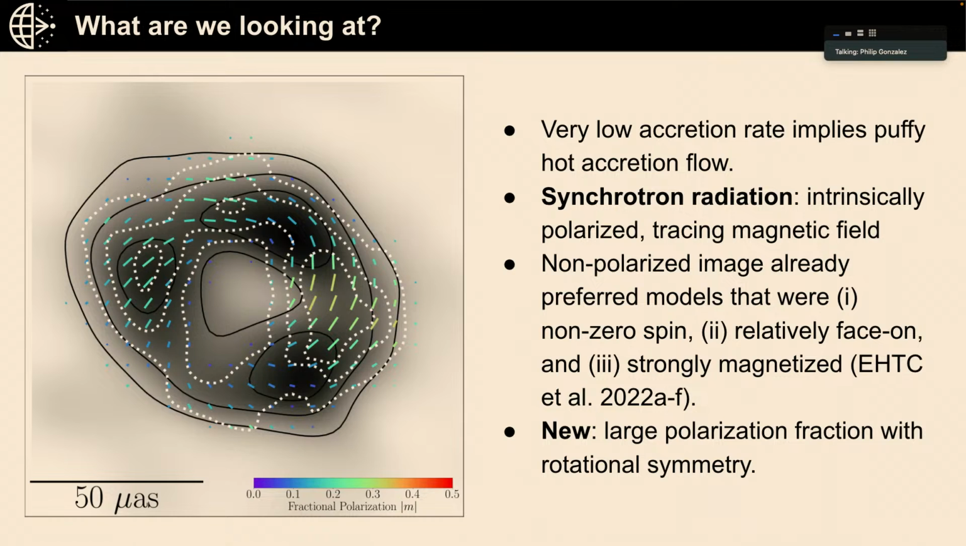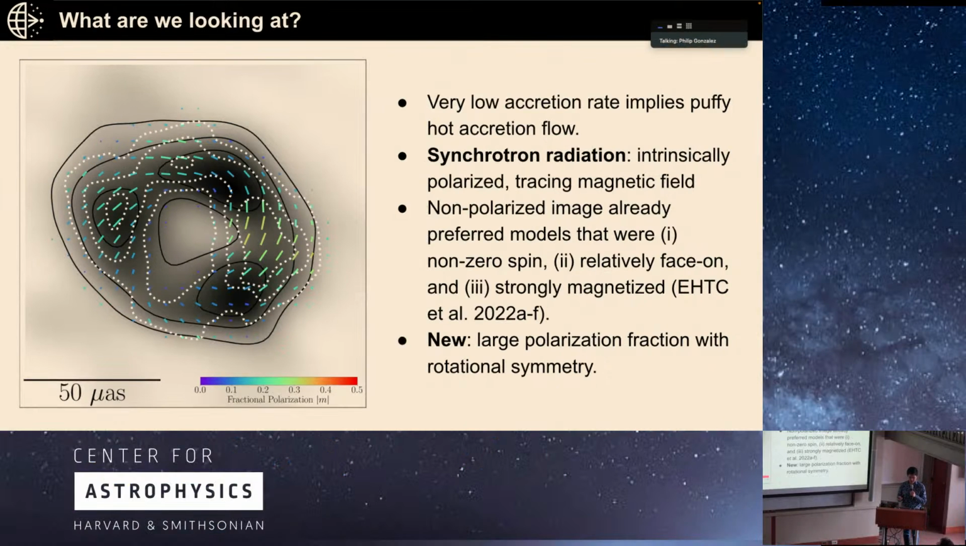I'll remind everybody that the extremely low accretion rate, or Eddington ratio, of Sagittarius A* implies we have a puffy, hot accretion flow that's geometrically thick and optically thin at these wavelengths. We're pretty confident that what we're looking at is synchrotron radiation. That is the radiation coming from particles that are whirling around a magnetic field, and this is great for a number of reasons. Synchrotron is intrinsically very highly polarized, nearly 70%, in linear polarization, and it also traces the geometry of the magnetic field.